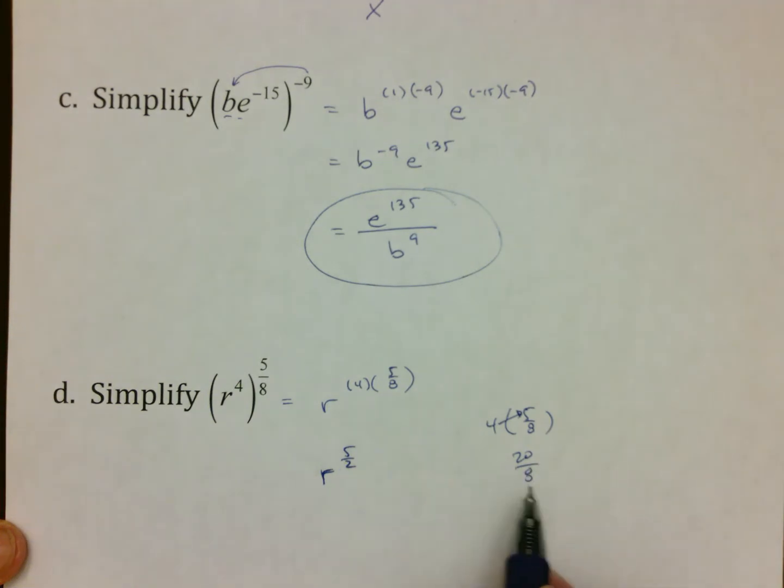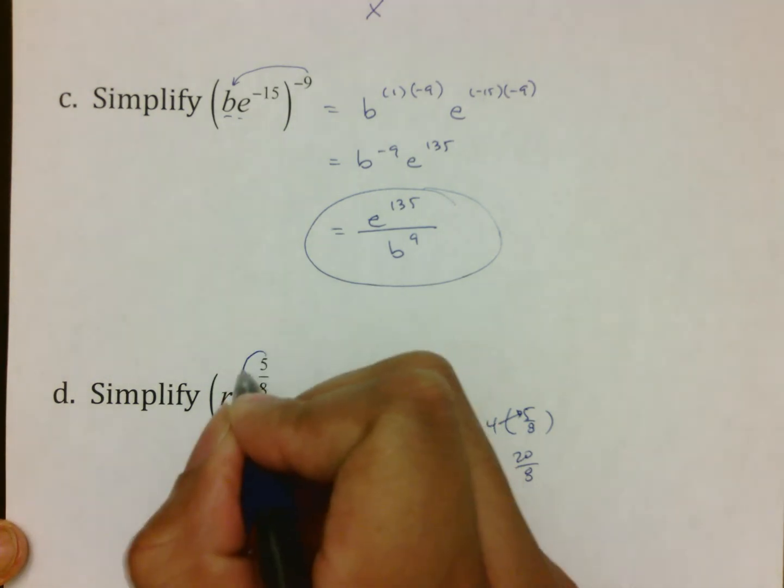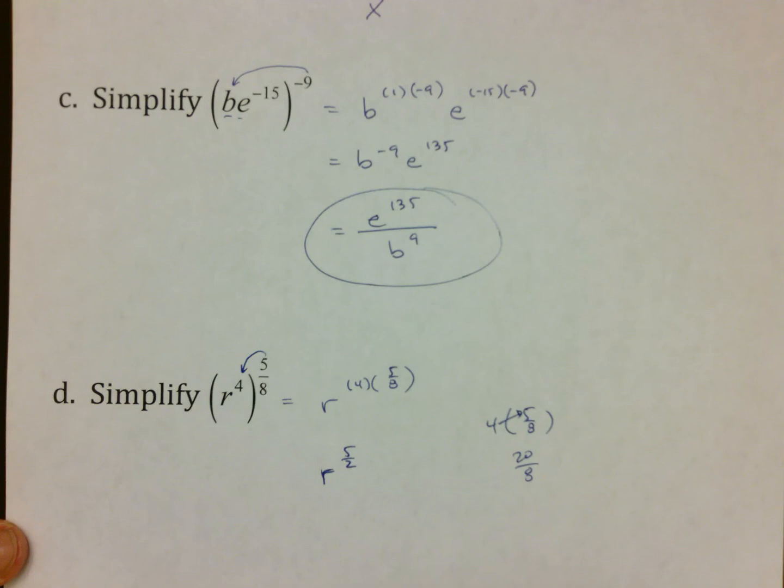20 divided by 4 is 5. 8 divided by 4 is 2. But again, just keep in mind that you need to make sure you remember to distribute or drop or multiply that outside power to every power on the inside.